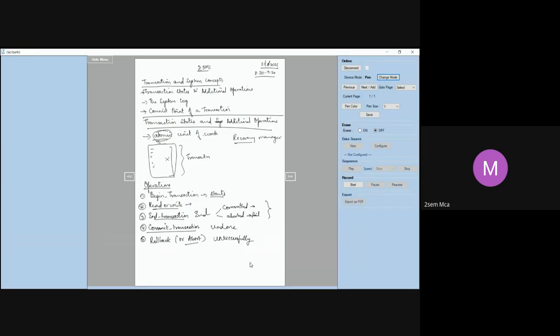So I told you that if a transaction does not complete all its operations, you have to undo the operations. That is what we say. We try to abort it. We try to kill it. We will try to roll back the operations that have already been done. That is what you call a rollback or abort. That means this transaction has been unsuccessful. Then you may have to undo all the operations, right?